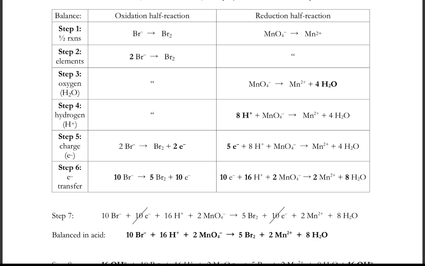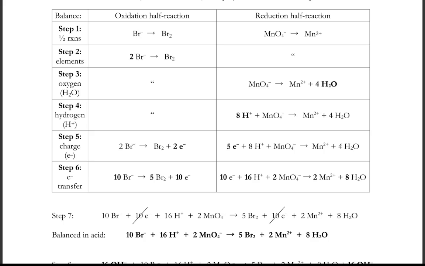Well, the bromine half reaction in step 3 has no hydrogen, so we do nothing there, ditto. The manganese half reaction in step 3 has 4 times 2 or 8 hydrogens on the right side, so we add 8 H pluses on the left side.